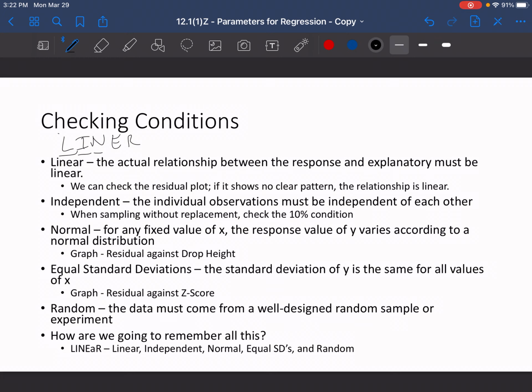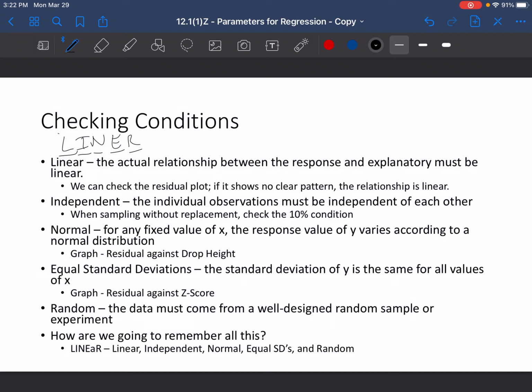And then our fourth letter, E, stands for equal standard deviations. And so that's the standard deviation of y is the same for all values of x, and here we're checking the residual against the z-score in this case. And then finally, our last letter is going to be random, and that's, again, a very similar one that we've seen for the last few chapters now, and that's the data must come from a well-designed random sample or experiment.